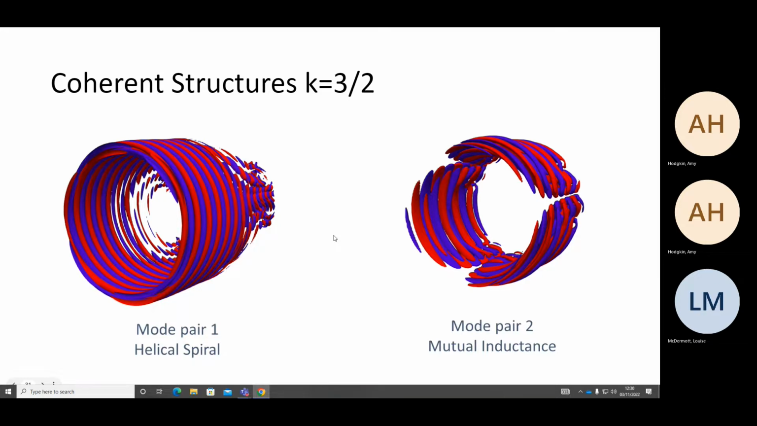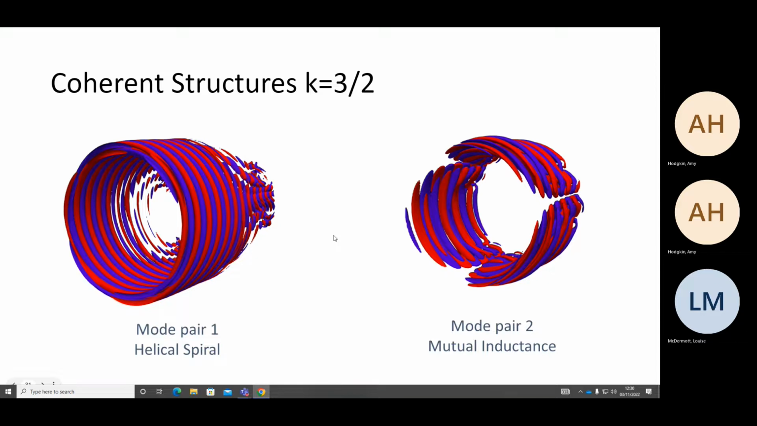So anyway, the first mode is the helical spiral. This is due to the turbine itself. And from further analysis, we've confirmed that this mode itself is not bringing in any turbulent energy from outside, so it itself is not causing the wake to break down.